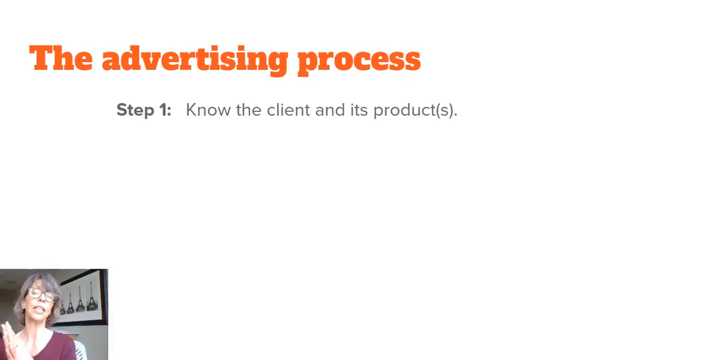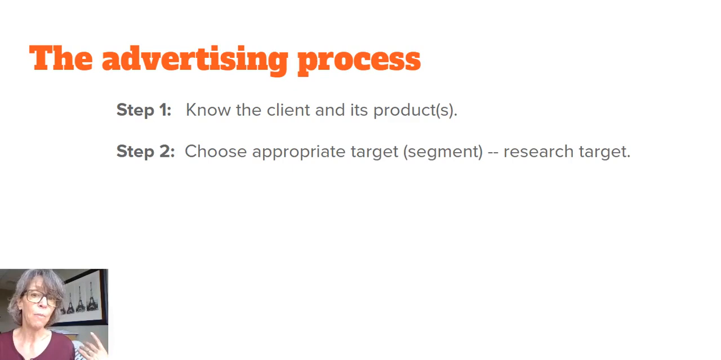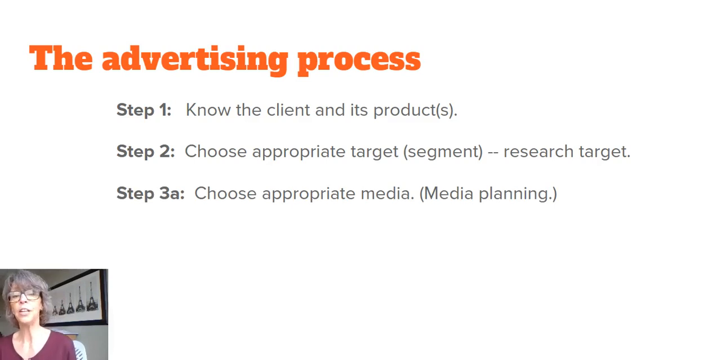So the first thing we need to do before we can even think about an advertisement is we have to know our client. We always take this from the perspective of we're an ad agency and we have a client. In this case, our client is Marin Bikes. So we need to know what we can about Marin Bikes and we need to know what we can about its products. We also need to know about the target audience, and our target audience is going to be people who commute on bikes. We need to then learn about and choose appropriate media.